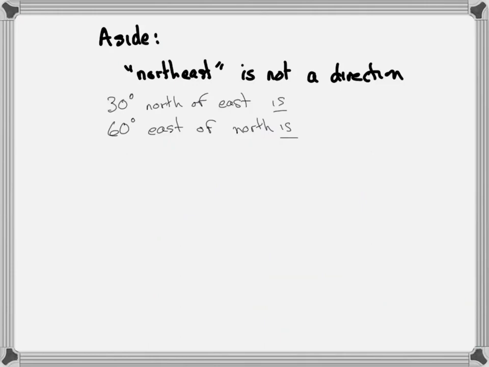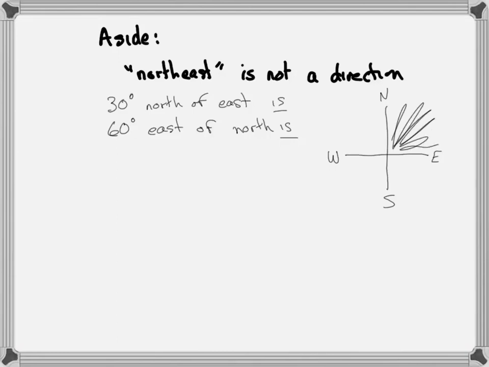Okay, that last example made me think of something. Northeast is not a direction. It is not a direction. Half of you will use it at some point. It does not denote an exact direction. Northeast is a quadrant, right? So if you've got your compass rose and you've got east, north, west, and south, northeast is anywhere in here, right?